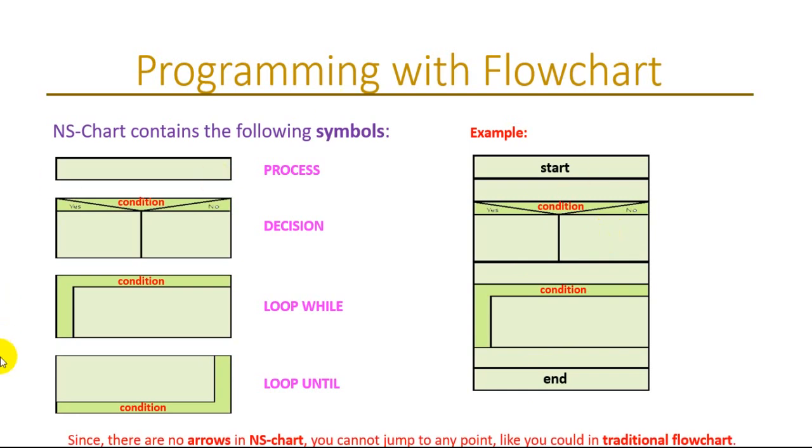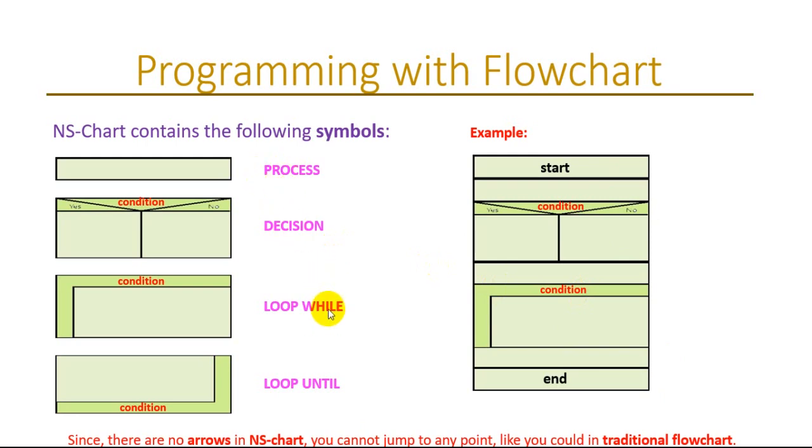Okay, so now, most important thing, since there are no arrows, see, no arrow symbols, only process, decision, and loop. In the traditional flowchart, we had the arrows also. Since there are no arrows in an NS chart, you cannot jump to any point like you could in traditional. Now we saw the spaghetti code, right? We just put lines wherever we feel like. From here, go there, go there, go there. That sort of a thing you can't do here. So by design of these NS chart symbols, you are restricted to work within this, think within this. All your solutions you have to think within this area, in the sense of process or decision or loop.